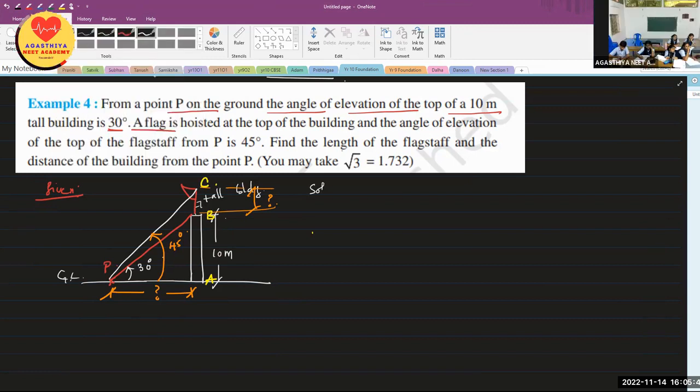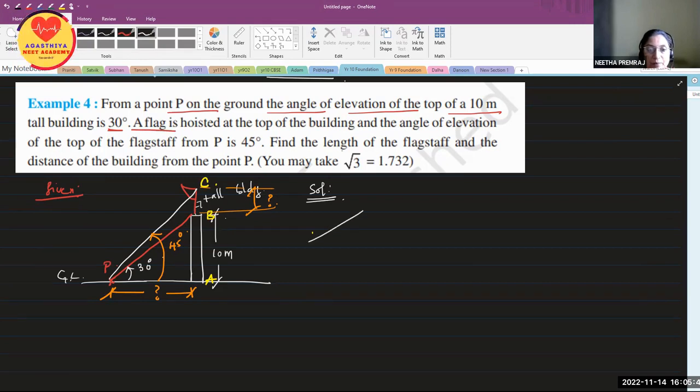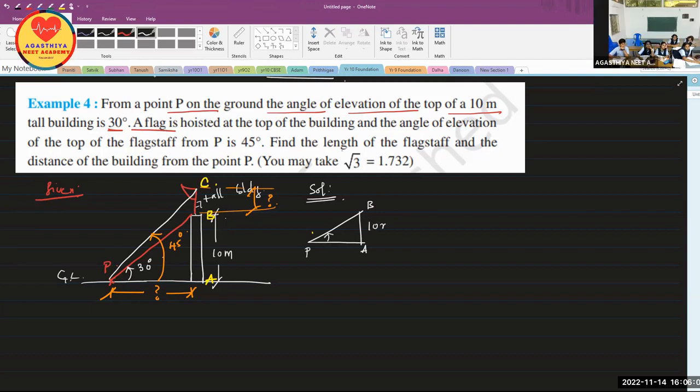Now I take the triangle PAB. See, what is AB? Very good, this is 10 meter. This is 30 degree, and this we want to find. So what is the relation to be applied? Again opposite by adjacent. So you have to apply tan theta.